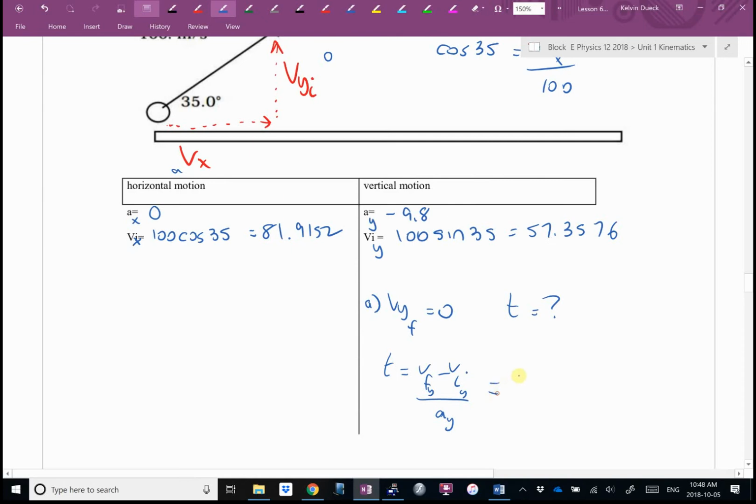So it's going to be zero minus 57.3576 all over negative 9.8. Oh, this is really nice, because can you see the top is going to be negative, and the bottom already is negative. What's a negative divided by a negative? And time is a scalar. I wanted a positive value. This suggests to me I'm on the right track.